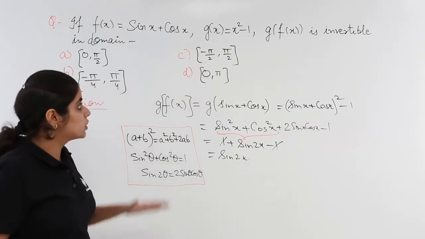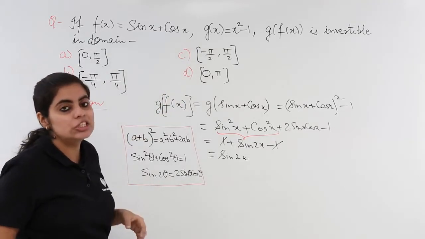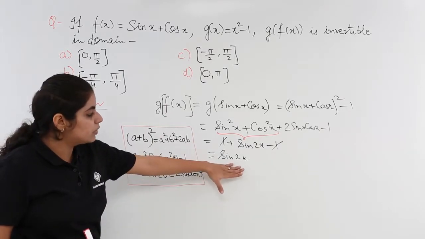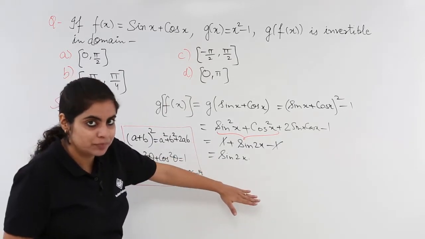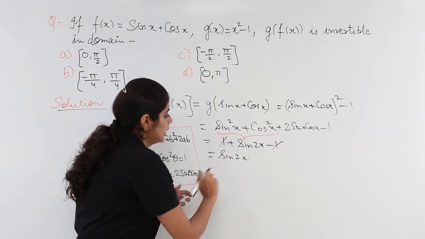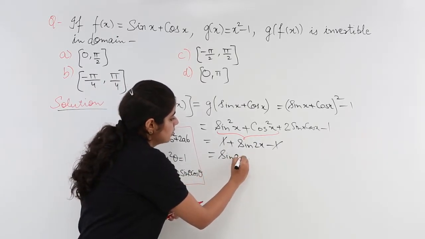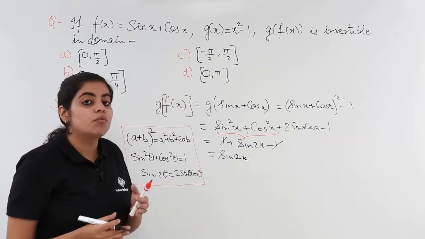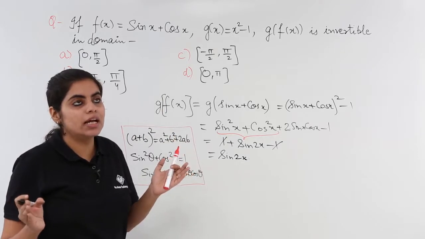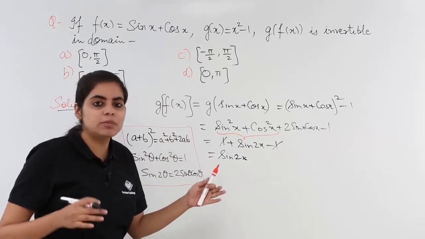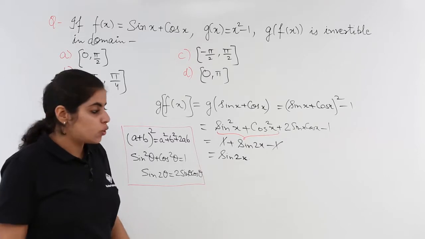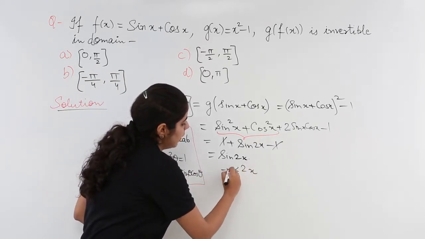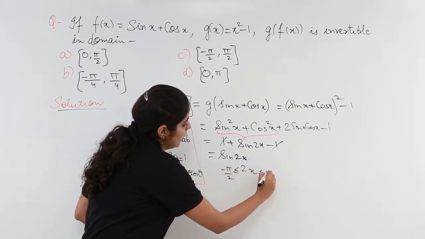Now, what was the question? The question was about finding the range in which g of f(x) is invertible. We have found the final expression as sin 2x. Now, sin 2x means, what is the range for sine? I know that the sine function is invertible from minus pi by 2 to pi by 2. So, 2x is an angle which lies between minus pi by 2 and pi by 2.